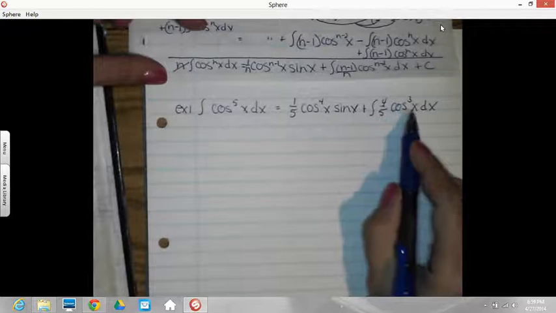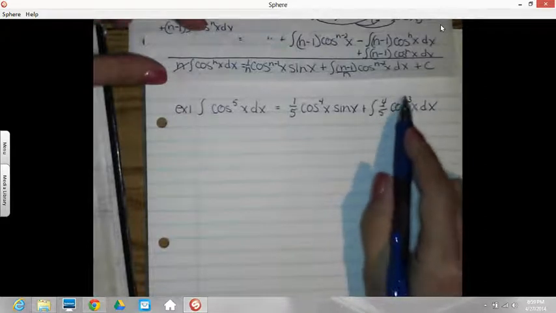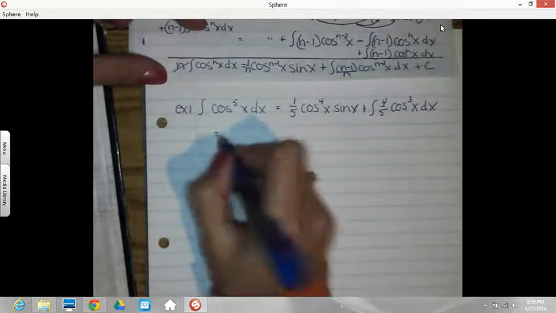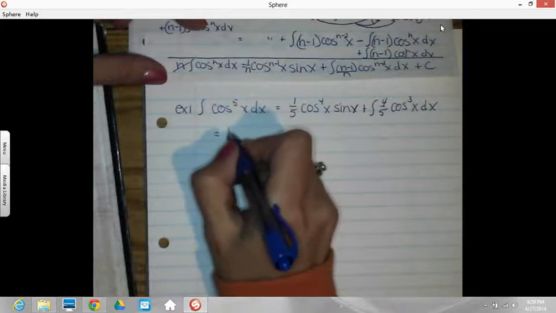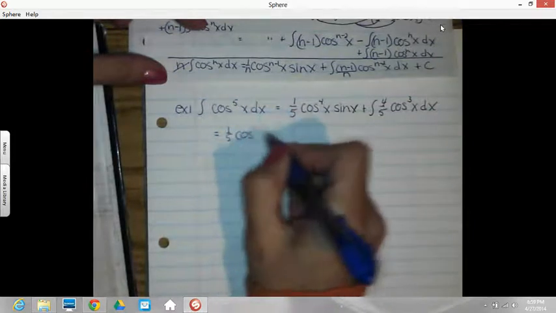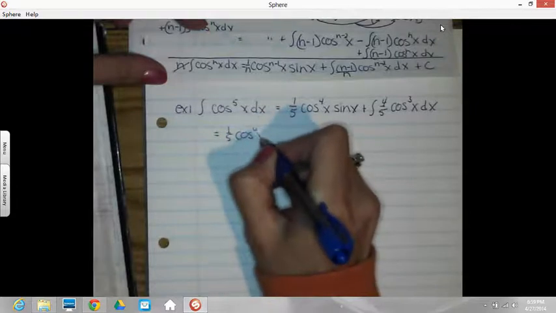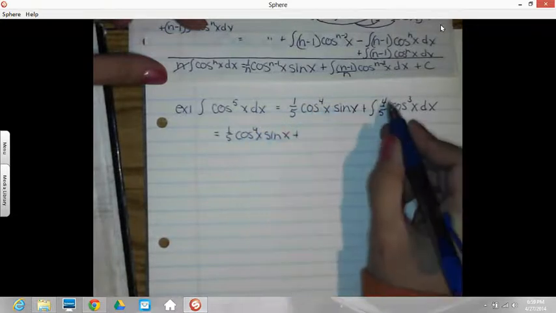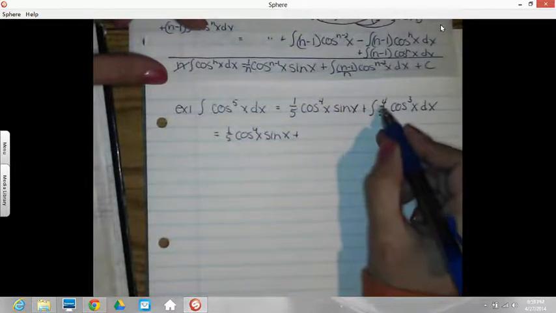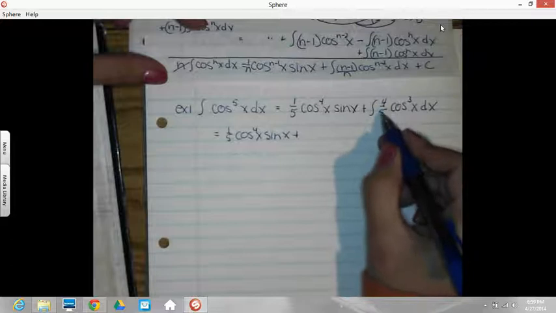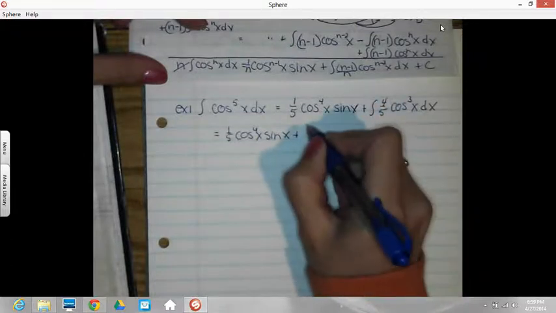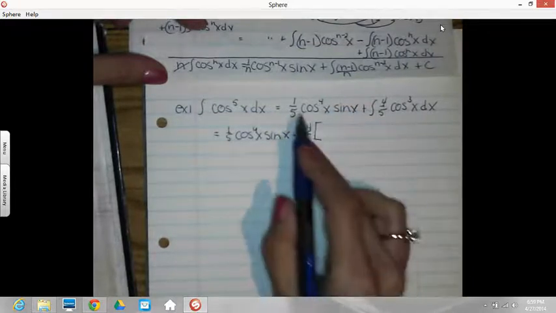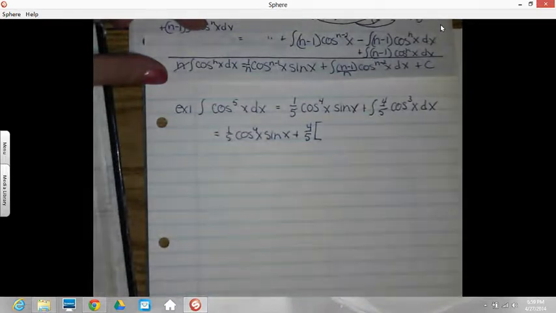Cosine cubed is not something I can integrate, so I'm going to apply the reduction formula to this portion of the problem. I still have this 1/5. I'm only going to carry this once and then ditto, but I just wanted to slide it over so I had enough room. Cosine to the 4th x sine x plus. Now this 4/5, and this is probably the trickiest part, is knowing what to carry along here. It's 4/5 times this next reduction formula. So I'm going to pull the 4/5 out, and I know the reduction formula has 2 parts to it, the leading part and then the integral again. So I'm going to use brackets.